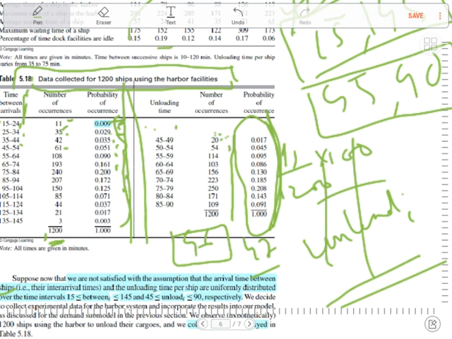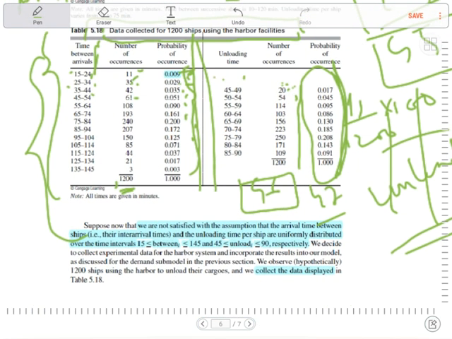Suppose now that we are not satisfied with the assumption that the arrival time between shifts and the unloading time per shift are uniformly distributed. So this needs to be modified over the time intervals 15 to 145 and 45 to 90. Suppose we are not good enough with this part of the assumption using the algorithm. So what we will do, we will try to modify.